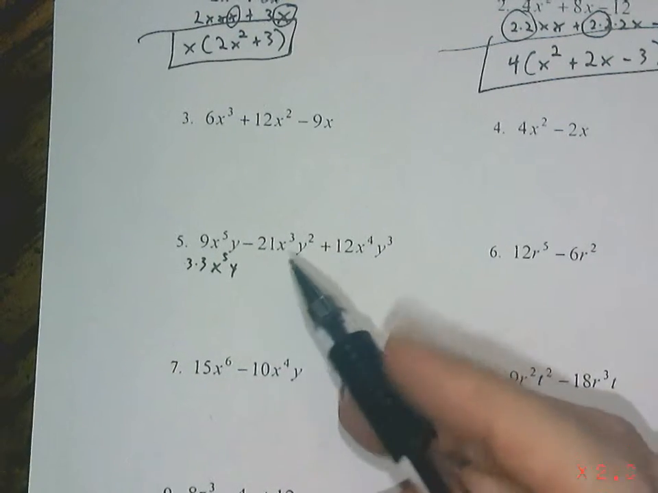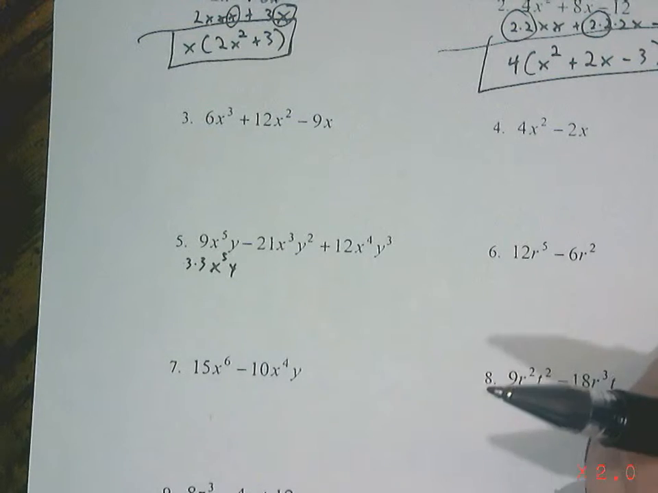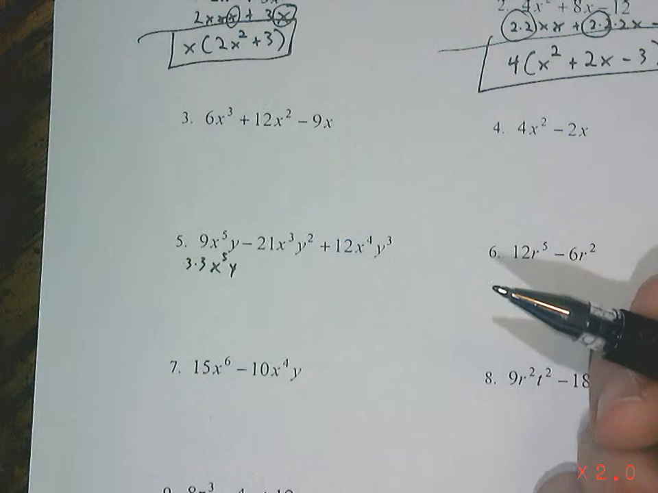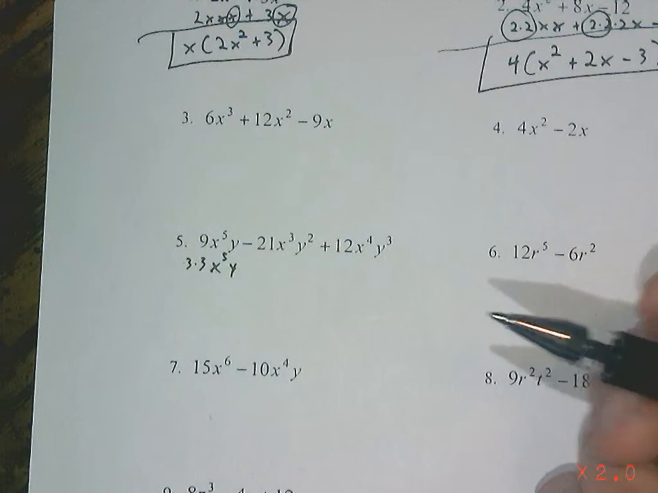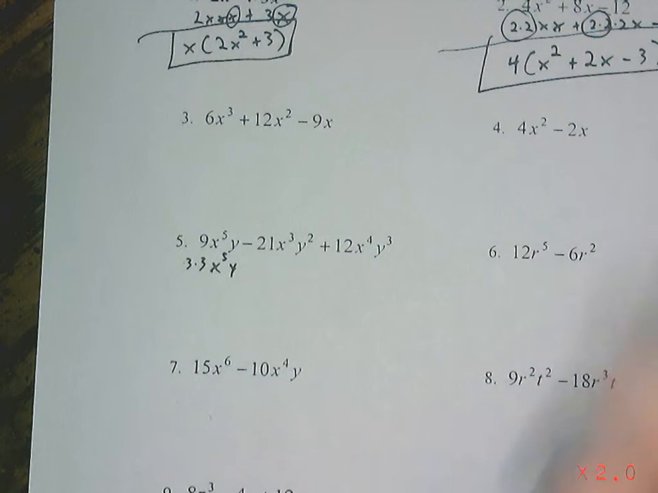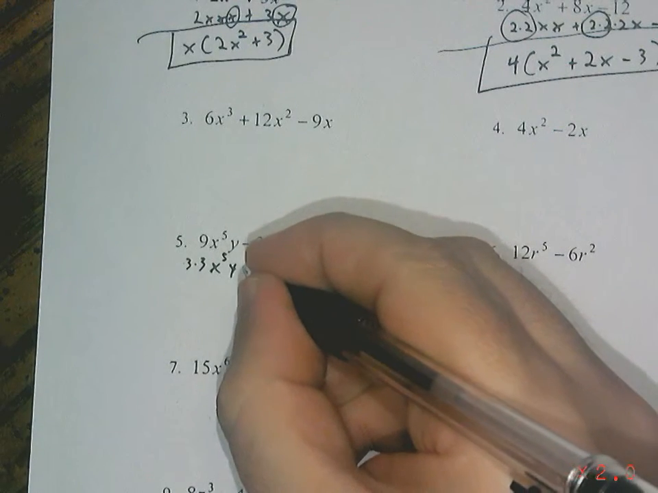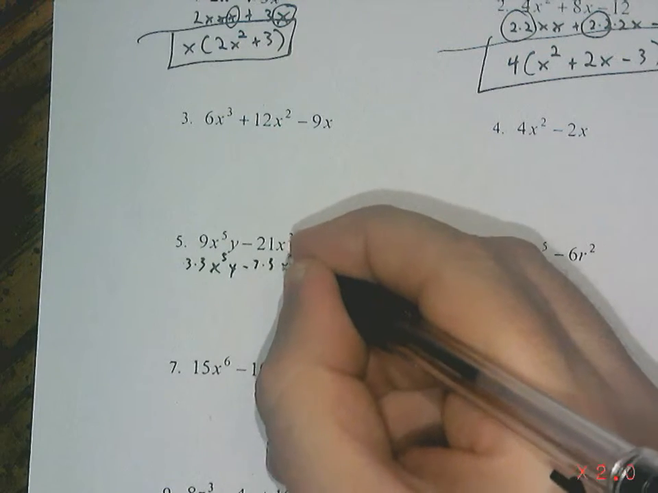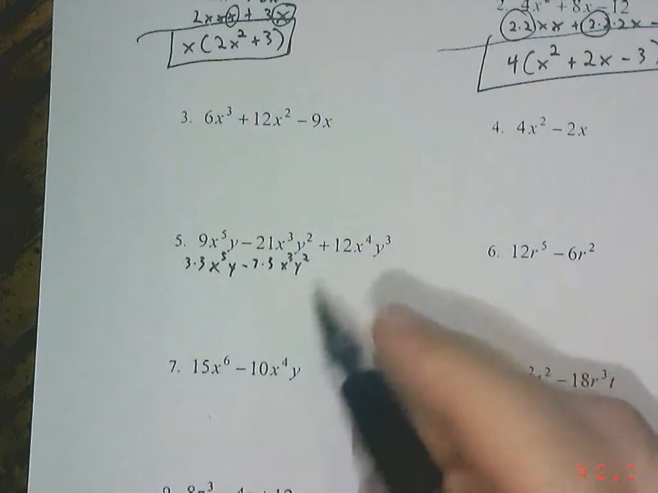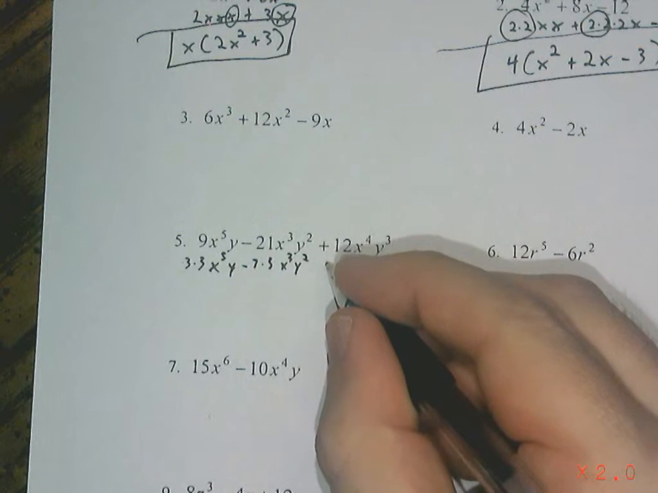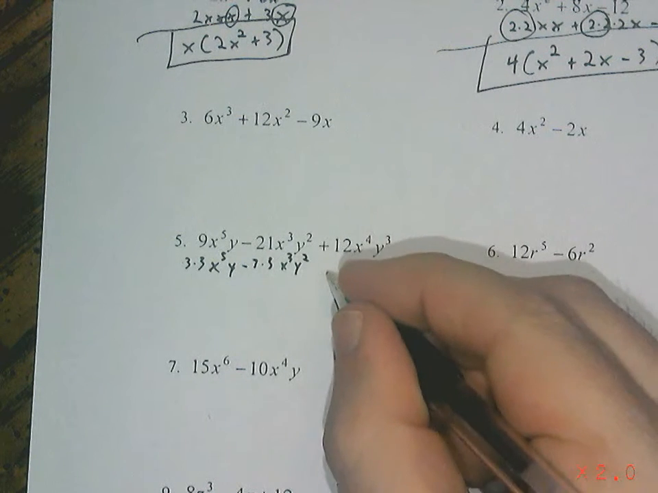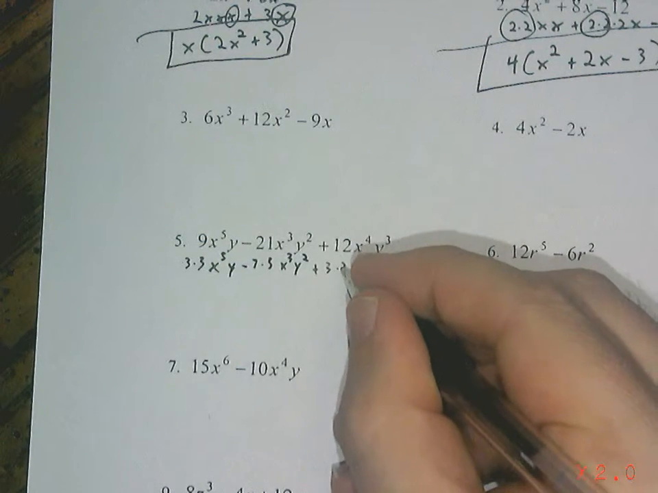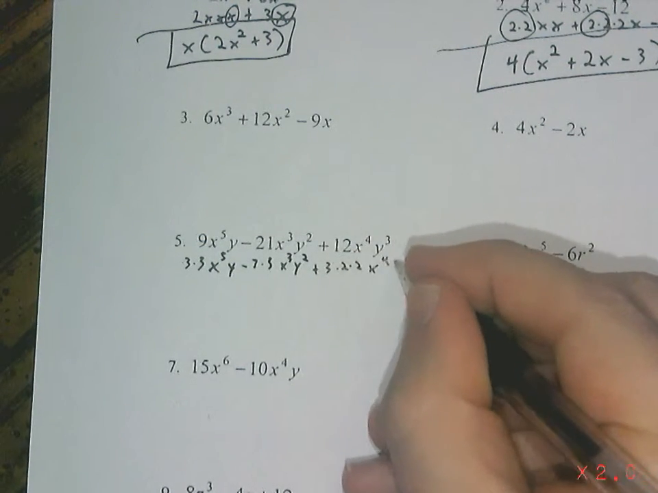21, you can get by doing 9 times 3, right? Yeah, no. Ugh, what am I thinking? 7 times 3. Those are both prime numbers. So minus 7 times 3, x to the 3rd, y to the 2nd. Okay. Then I've got 3 times 4, or 3 times 2 times 2. So plus 3 times 2 times 2, x to the 4th, y to the 3rd.